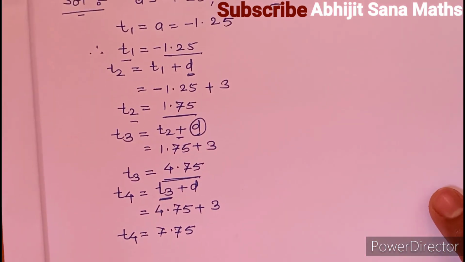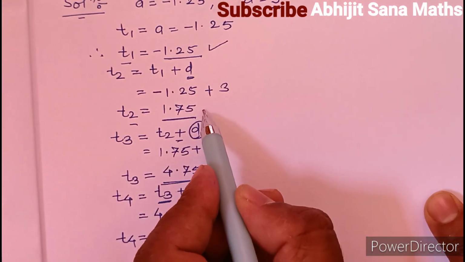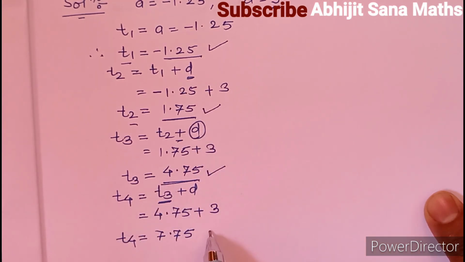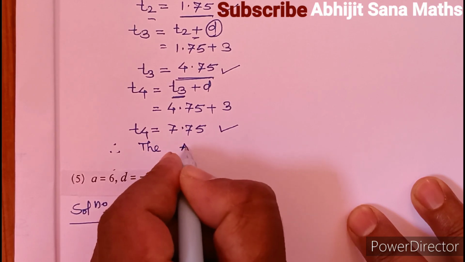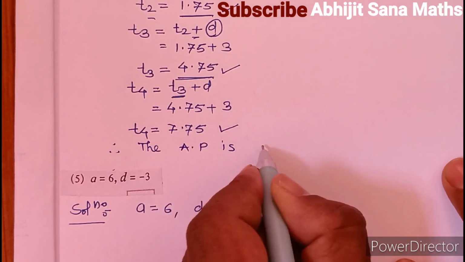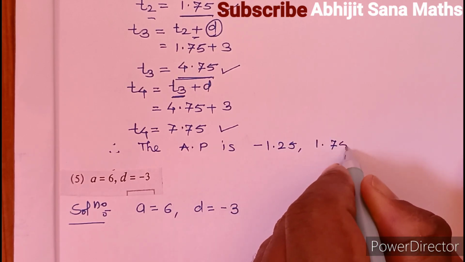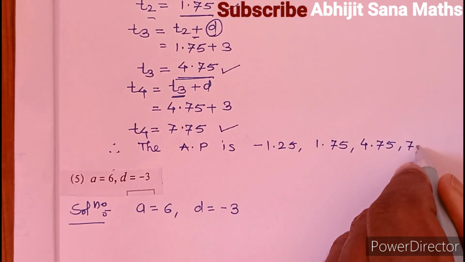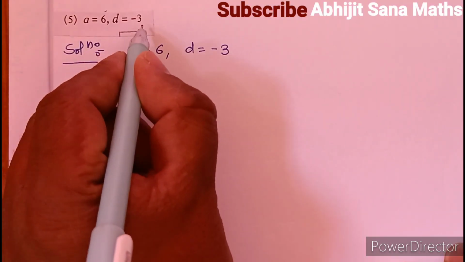We get the four values: t1 equals minus 1.25, t2 equals 1.75, t3 equals 4.75 and t4 equals 7.75. Therefore the AP is minus 1.25, 1.75, 4.75, 7.75.